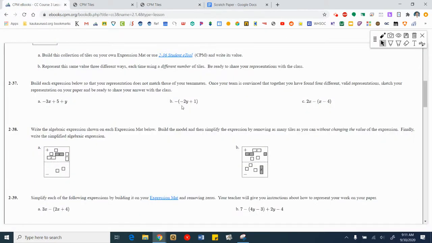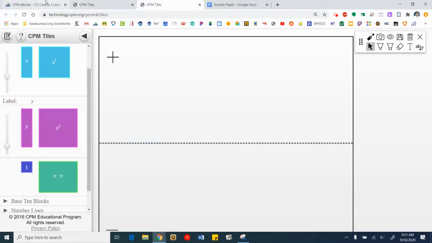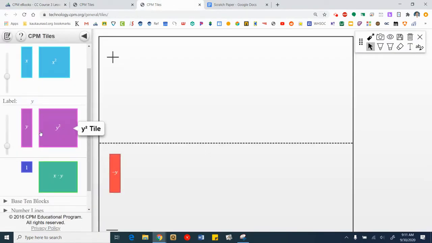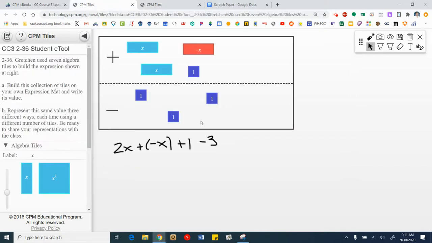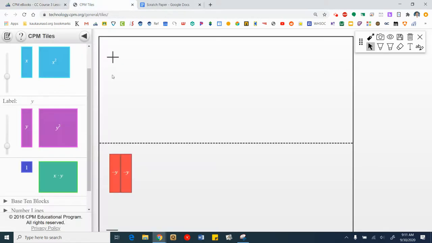All right, minus negative 2y plus 1. So I'm going to subtract the whole thing. So in the minus section, we're going to take away 2 negative y's, so minus 2y. I'm just going to close that. Minus a positive 1. Build it, sketch it. Let's take a look at the next.